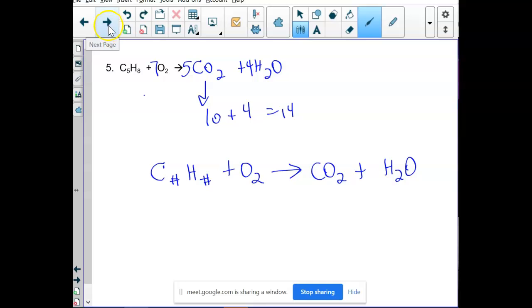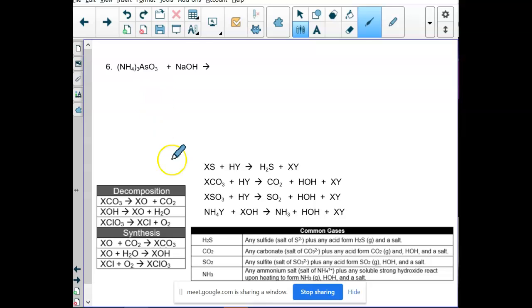Okay. Number 6 then. Here we have 2 compounds. So we know it can't be a decomp because there's only going to be 1 compound. It could be a synthesis, but I don't see something with oxygen or something with a chlorine, so it's not a synthesis. So now we have to decide if it's a common gas.